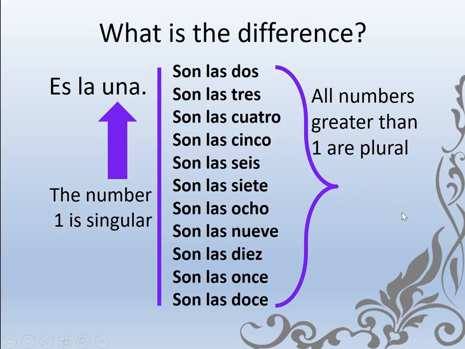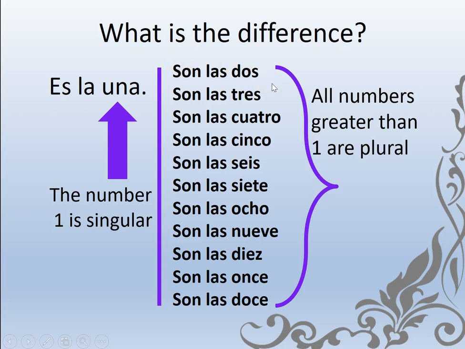If you're wondering what the difference is, it's because in Spanish, una is just one thing. Well, in English too, una is just one thing, right? So it's es la una. It is 1 o'clock. But where in English, we continue that with all the other numbers, say it is 2, it is 3, it is 4. In Spanish, these are now plural, right? So we use they are. So instead of it is 2 o'clock, we say they are 2 o'clock.